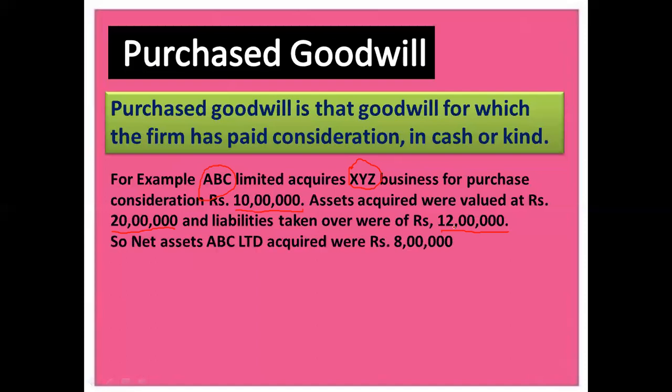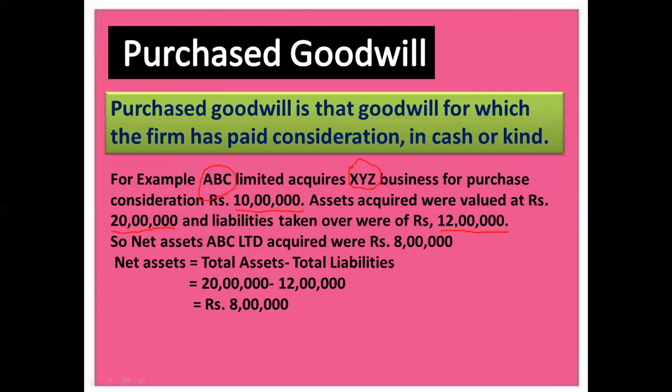So what is the net asset of ABC Limited? The net assets of ABC Limited acquired were rupees 8 lakh. How is it calculated? Net asset equals total assets minus total liabilities. So the total assets acquired by ABC Limited is 20 lakh and the total liability they took up was 12 lakh. So the total net asset of ABC Limited on that day is 8 lakh.